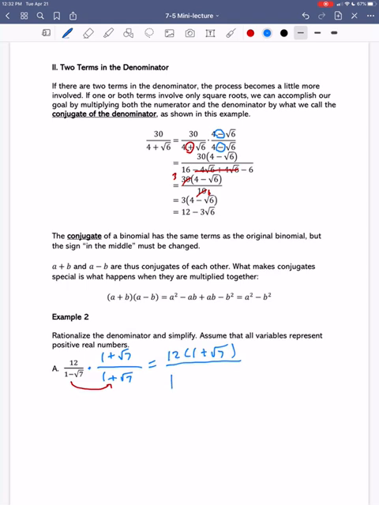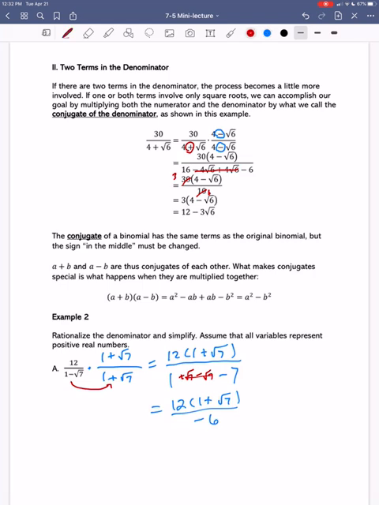1 times 1 is 1, or 1 squared is 1. Outer and inner, if you choose the conjugate, it's always going to cancel out. I'm going to get plus square root of 7 minus square root of 7, but that goes away. And then last, negative square root of 7 times positive square root of 7. Negative times positive is negative. Square root of 7 times square root of 7 is 7. And so we get 12 times 1 plus the square root of 7 in the top. 1 minus 7 is negative 6 in the bottom.